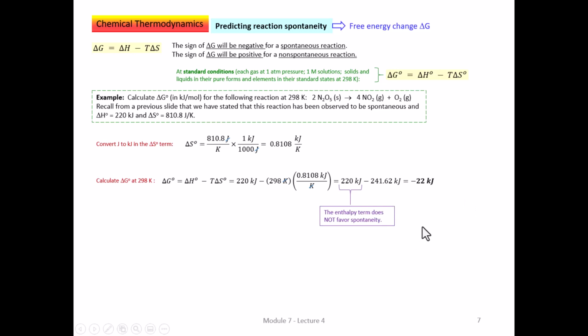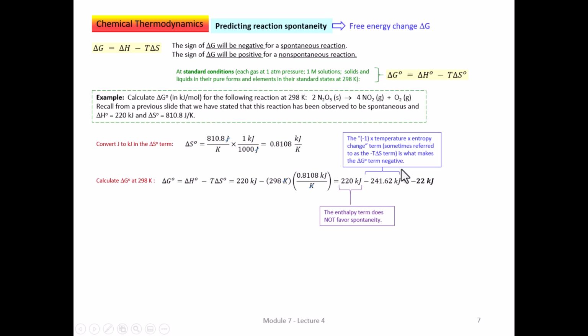Recall that the enthalpy term here does not favor spontaneity. The deltaS term does favor spontaneity because it's positive, but I want to look at this from a little different angle. And I want you to note that the minus T deltaS term here comes out negative because of the fact that deltaS is positive.